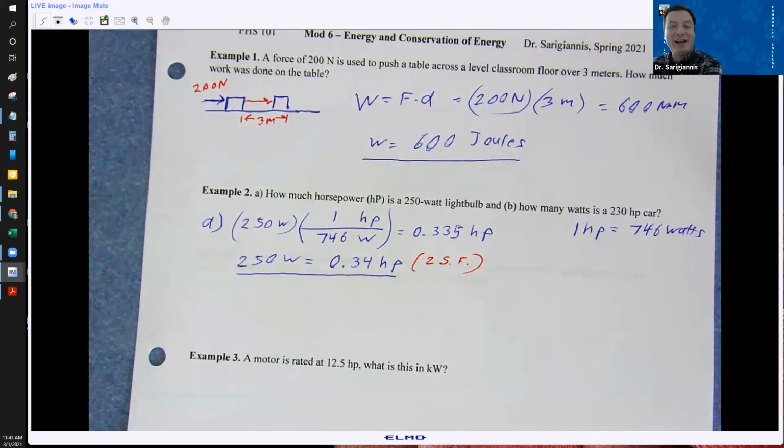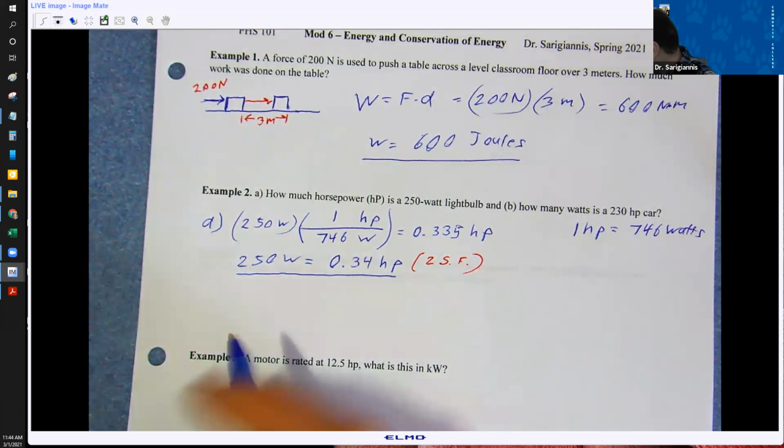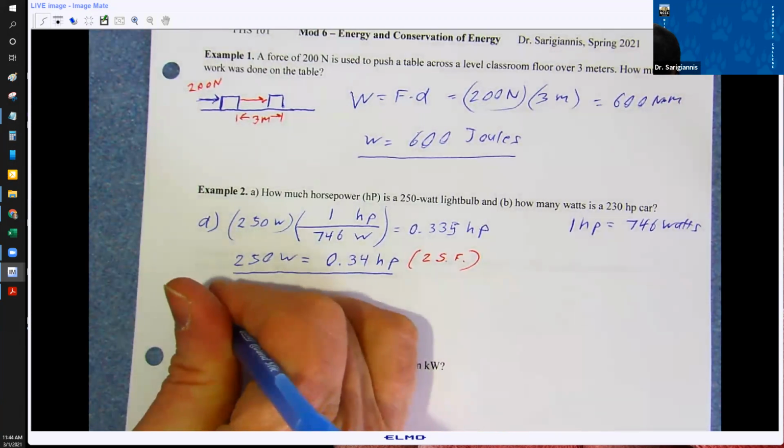So if you want to buy a 250-watt light bulb, go to Home Depot. Say, do you have any 0.34 horsepower light bulbs? They'll look at you like you've got some kind of second head, third eye, whatever.